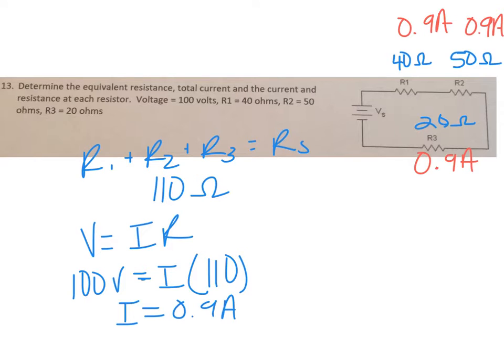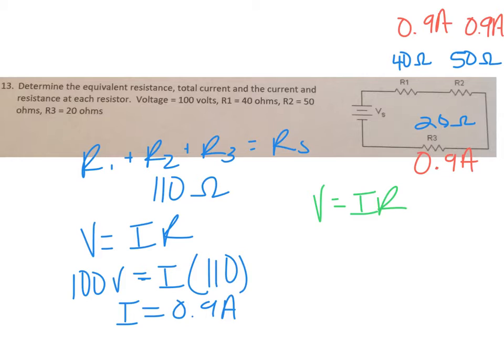All right. Now, to find the voltage at each resistor, you are going to, again, use Ohm's law, which is V equals IR. And now you're going to take the current and the resistance for each resistor. So for resistor 1, it's going to be 40 times 0.9. For resistor 2, it's 50 times 0.9. And resistor 3, it's 20 times 0.9.